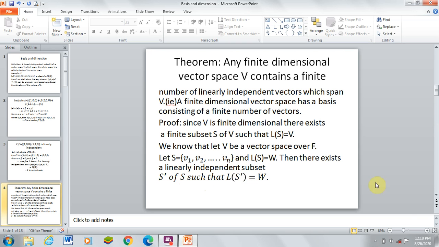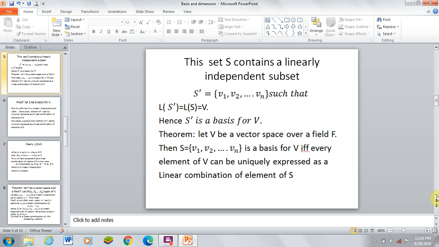Using this result, the set S contains a linearly independent subset S dash equal to v1 to vn such that L of S dash equals L of S equals V. Therefore, L of S dash equals V, hence S dash is linearly independent and L of S dash equals V, hence S dash is a basis for V. Hence the result. Next we see another theorem.